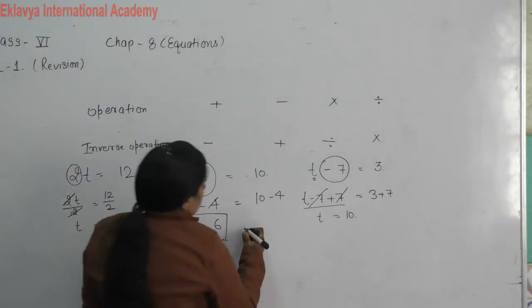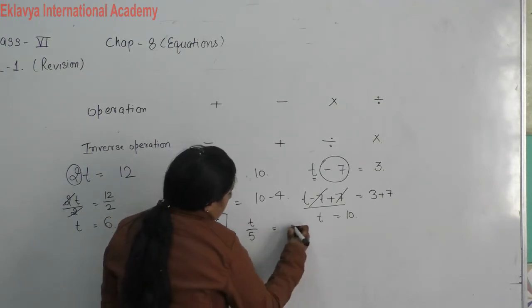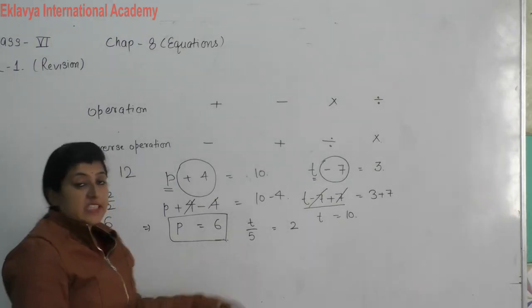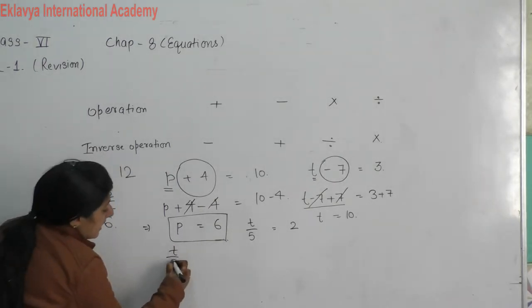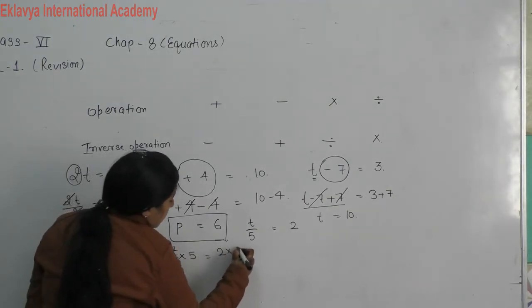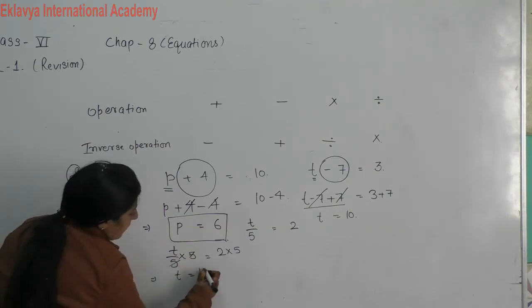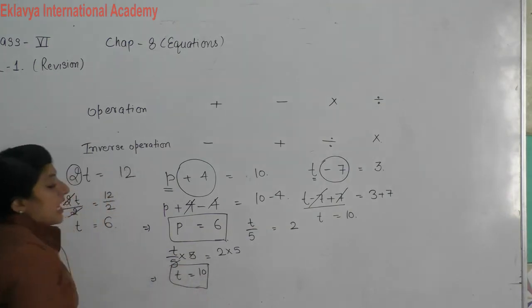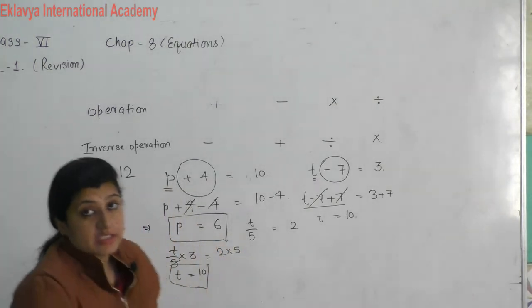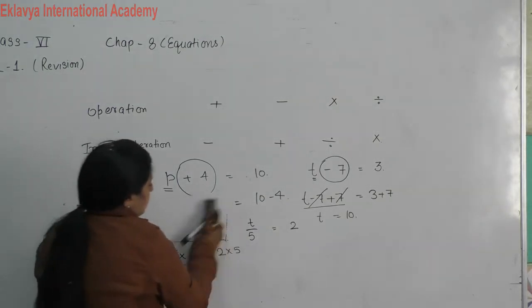Similarly, if we want to see it in division, that is t by 5 is equal to 2. Now your operation is division, then the inverse operation is multiplication. Then multiply by the same number, then it cancels out, t is equal to 2 fives are 10. So this type we will apply the inverse operation for solving any equation.